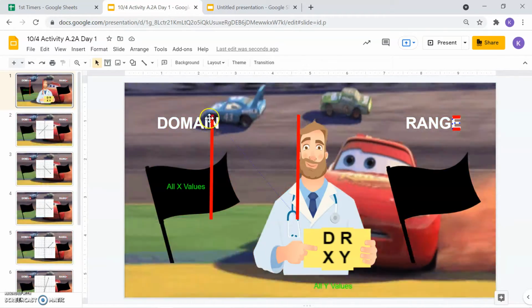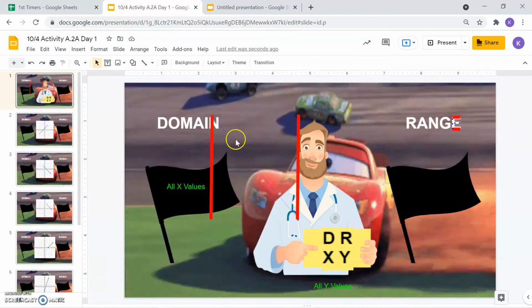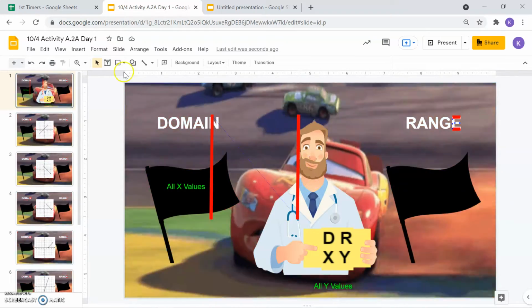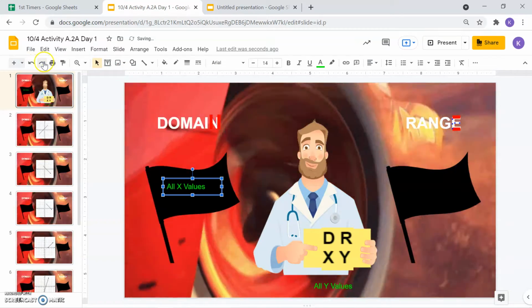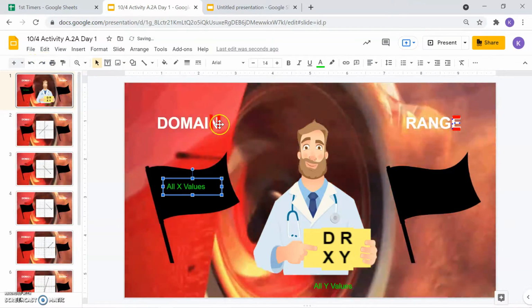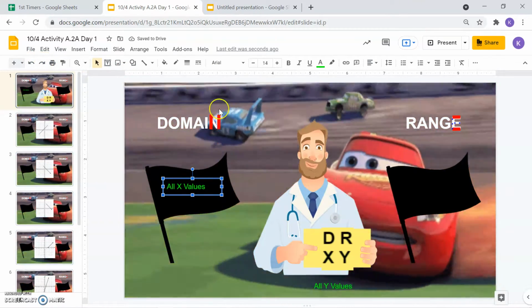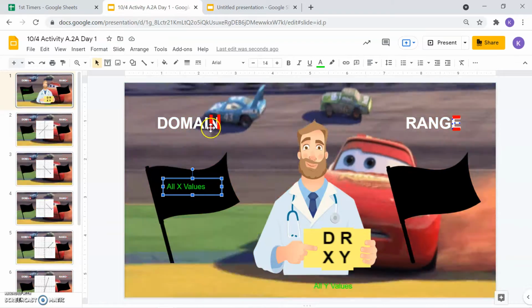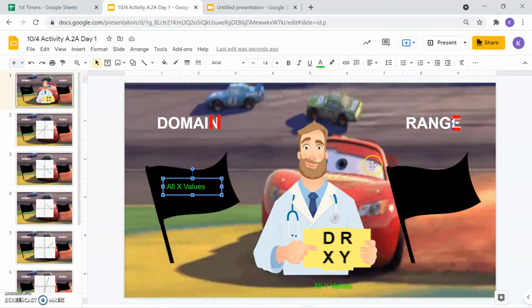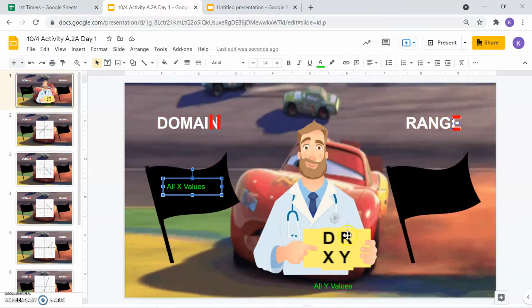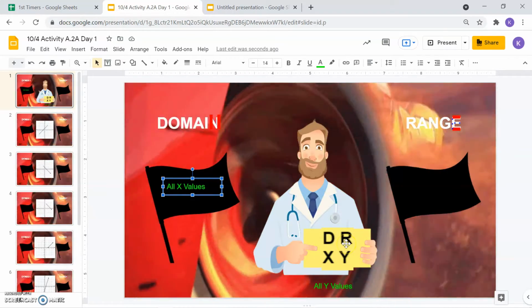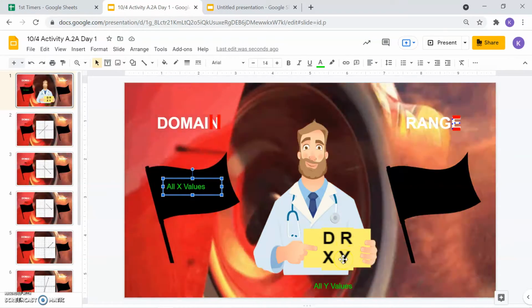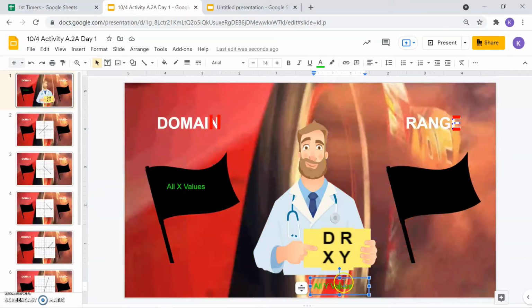Again, the letter itself, N, is going to help us with this tool. So I'm just going to move it back to where it was. So that one is domain, all the X values, and we're going to be using the N to help us find that information. The next one is the range. As you can see, look at the doctor right here. It says Dr. XY. R is for range, is on top of the Y. So that means that it's all Y values.